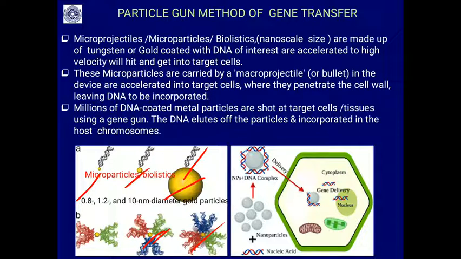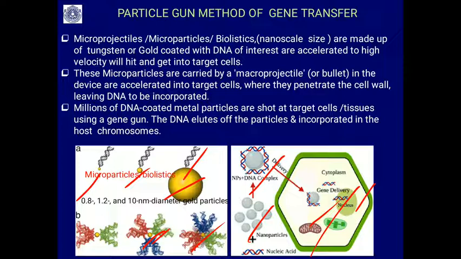They are accelerated to high velocity, hit, and get into the target cell. Here these are the nanoparticles, gold or tungsten, tagged with the DNA complex. They are delivered into the plant cell, either to the mitochondria, chloroplast, or nucleus. These microparticles are carried by a macroprojectile or bullet in the device, and are accelerated into the target cells, where they penetrate the cell wall, leaving the DNA to be incorporated.